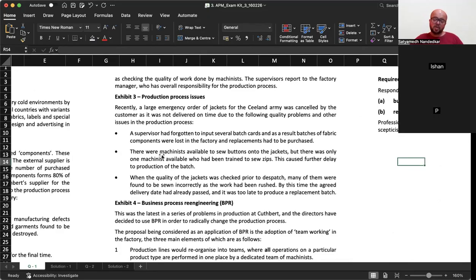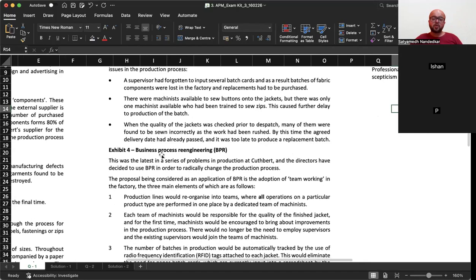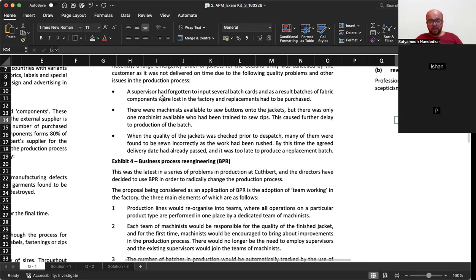Recently, a large emergency order of jackets for the Sealand Army was cancelled by the customer as it was not delivered on time due to the following quality problems and other issues in the production process. A supervisor had forgotten to input several batch cards, and as a result, batches of fabric components were lost in the inventory and replacements had to be purchased. There were machinists available to sew buttons onto the jackets, but there was only one machinist available who had been trained to sew zips. So what problems are happening?